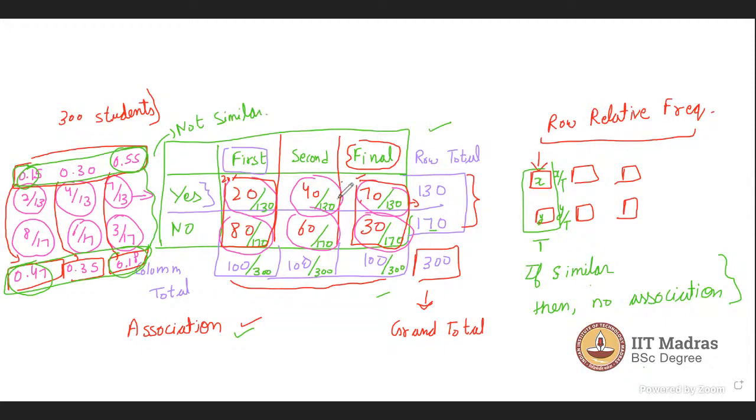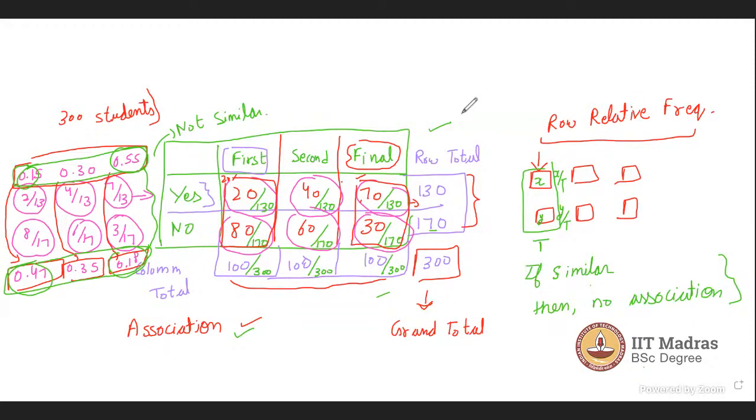So when we are doing a column relative frequency, then we'll compare 0.2 versus 0.4 versus 0.7, as compared to the row relative frequency in which we've compared the columns. Okay. Thank you, sir. Sir, is it possible that row relative frequencies are similar, but column relative frequencies are not? It will never be possible.